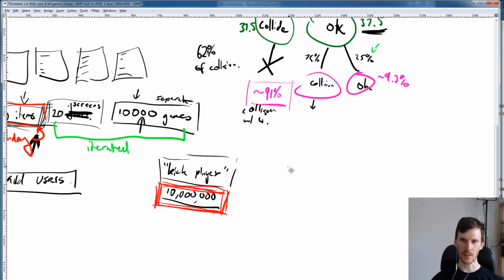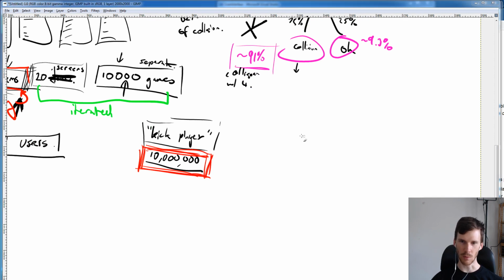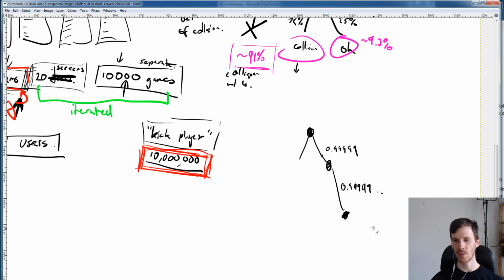In the iterated case, your odds at each stage stay the same. So what we're doing is, okay, here's our first game, and there's a 0.99999 chance of success, and then at this stage there's 0.99999 chance of success, and then at this stage, and so on.